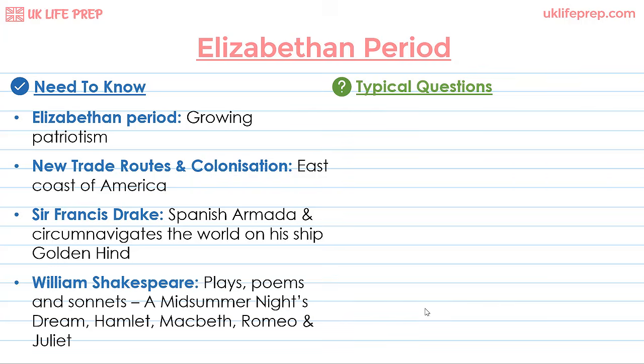During this period, William Shakespeare, who many of you would already know about, wrote many famous plays, poems, and sonnets. Some of his most famous plays include A Midsummer Night's Dream, Hamlet, Macbeth, and Romeo and Juliet. Things I'd remember from this section would be that it was during the Elizabethan period that the east coast of America was colonized, who Sir Francis Drake was and what he achieved, and the types of literature William Shakespeare was famous for, as well as his most famous plays.